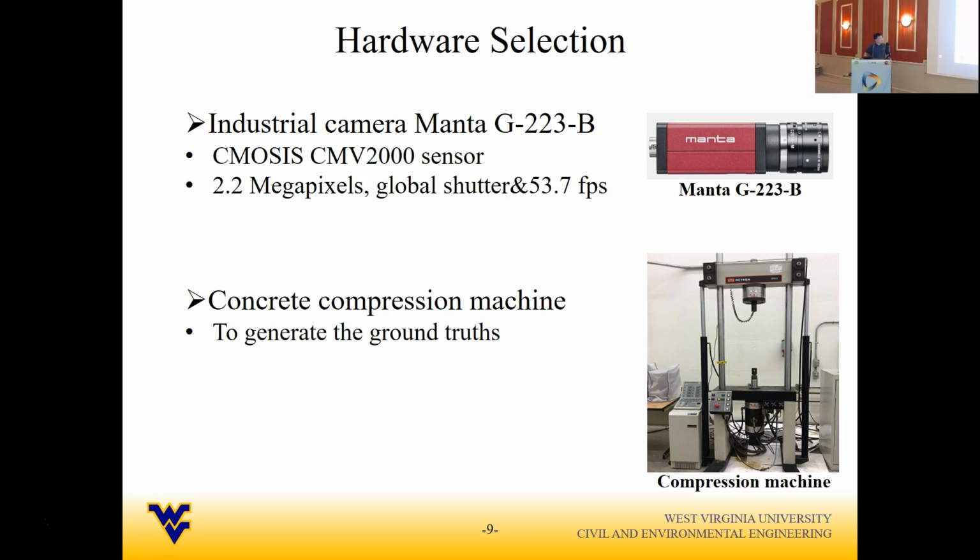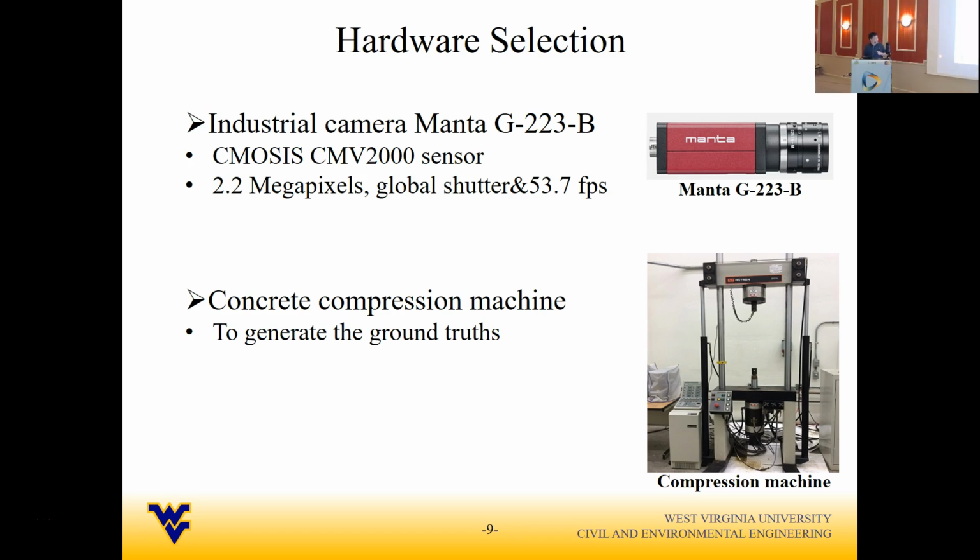With these objectives in mind, we designed the experiment. Actually, the student did. The hardware that we used is the industrial camera, and it's Meta G. It's a commercially available industrial camera. The good part about the industrial camera is that distortion of the lens is minimized, there's no need to perform calibration, and also the quality of the image is good.